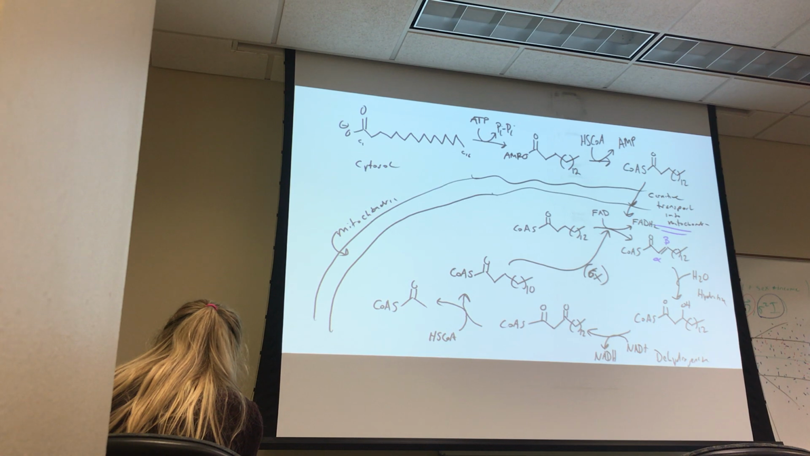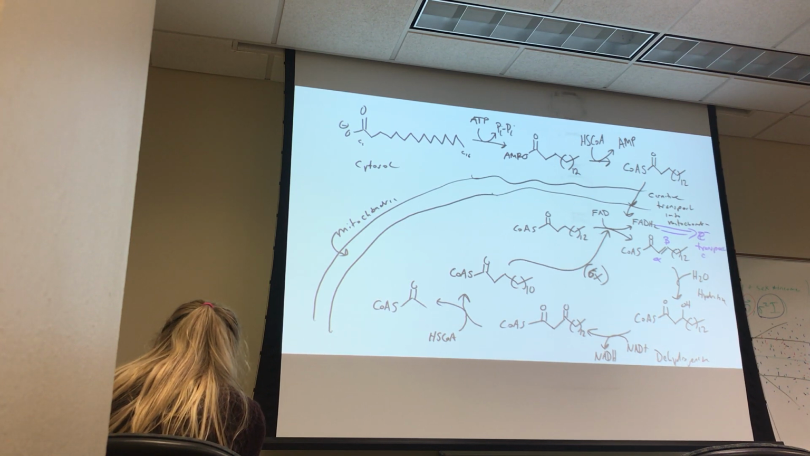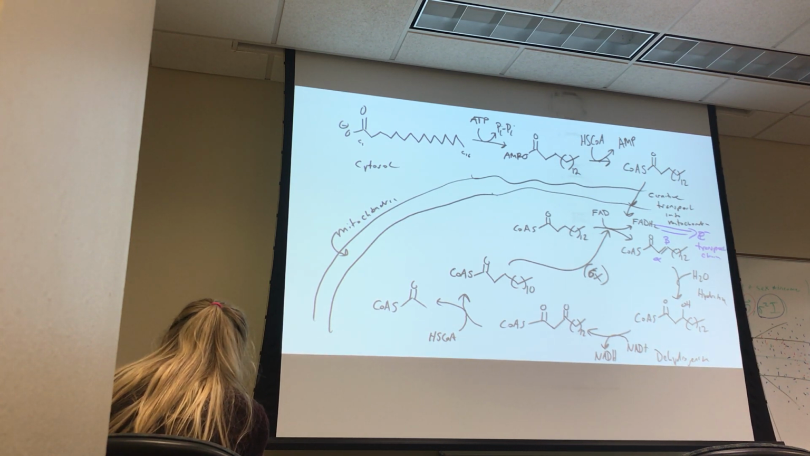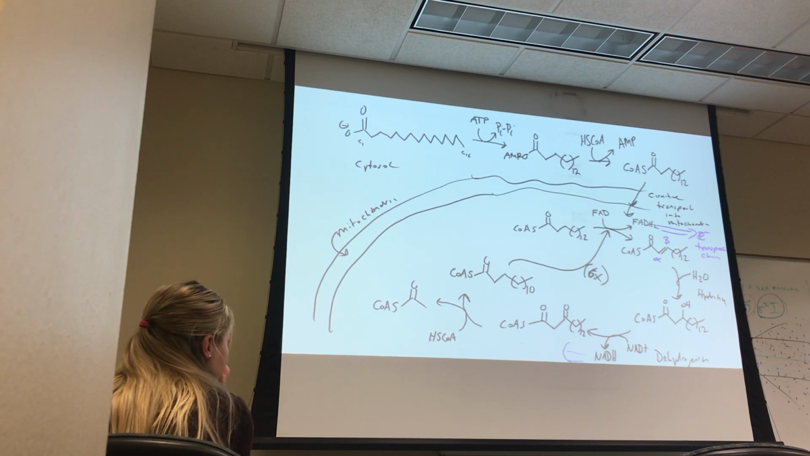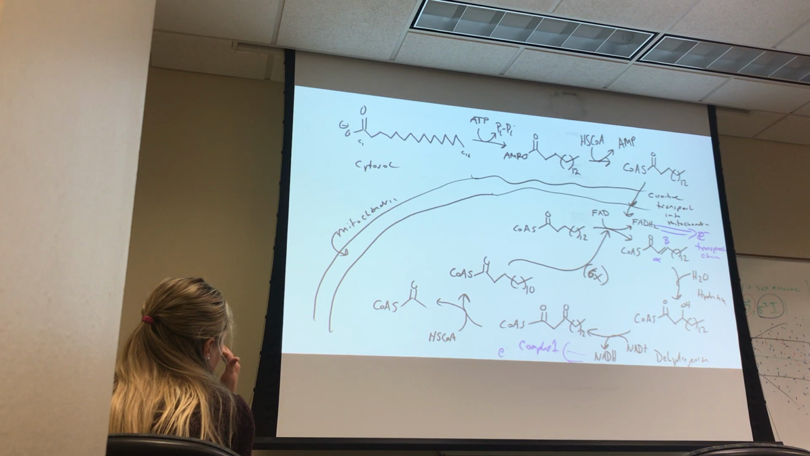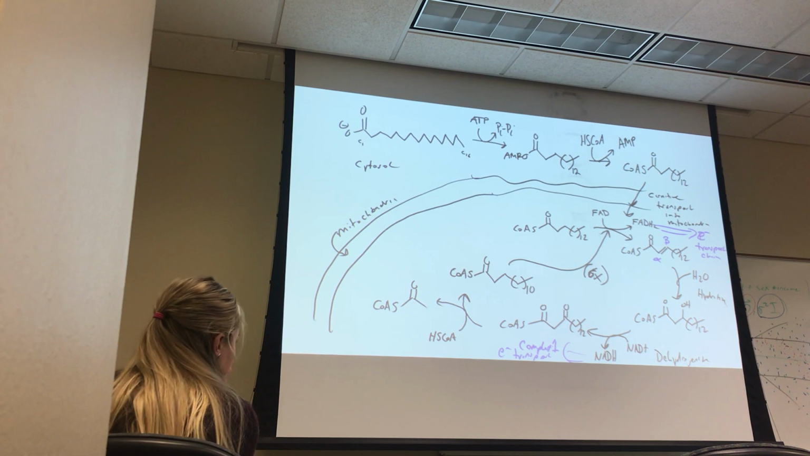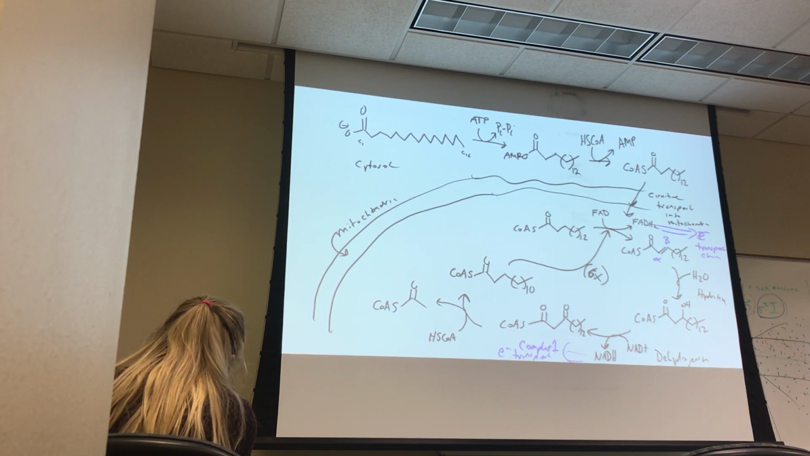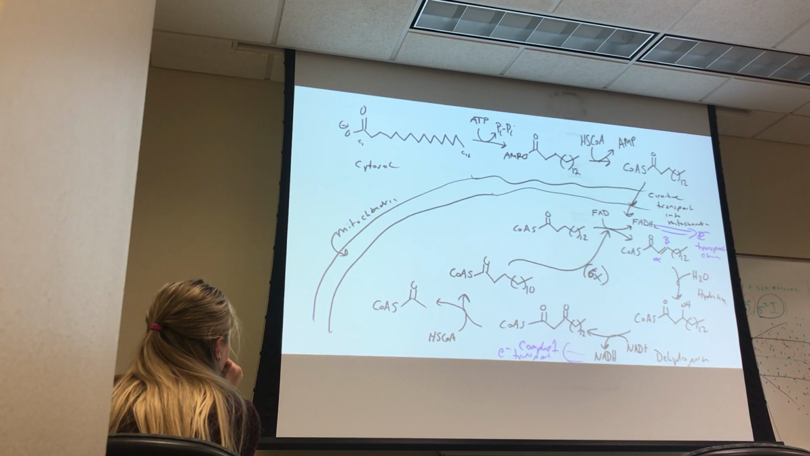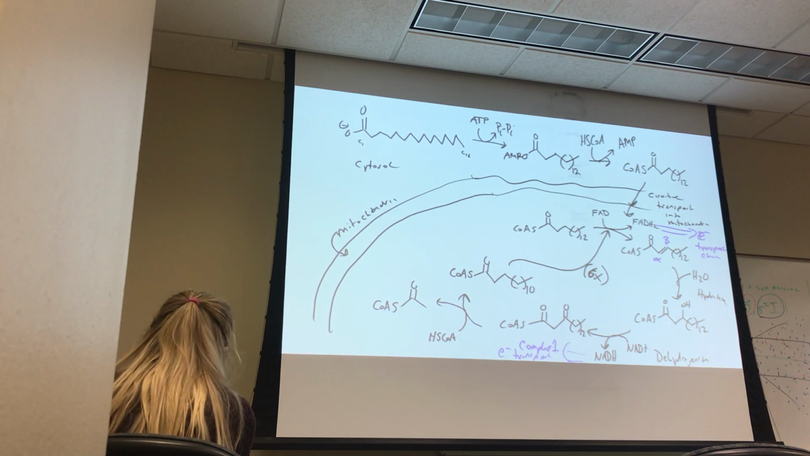Remember that this gets shuttled to the electron transport chain, and these can be sent to complex 1. So as you get more degrees of unsaturation, you actually have less energy because it has fewer electrons.